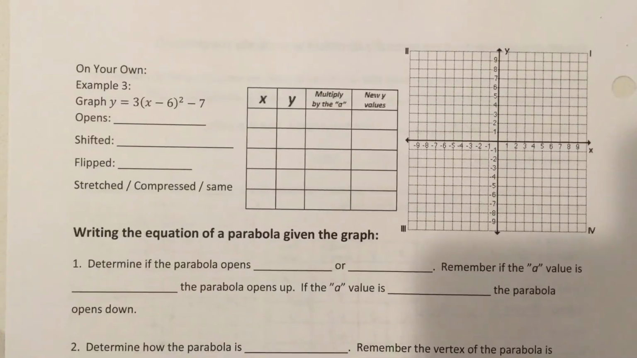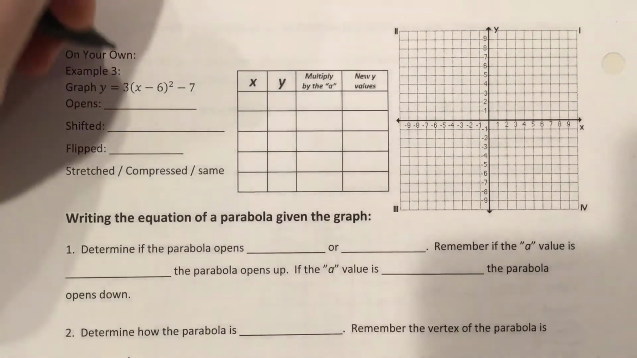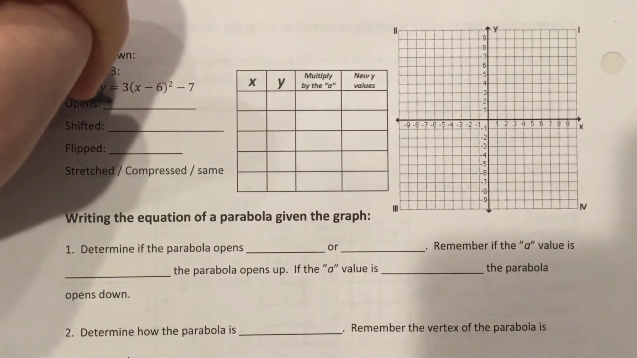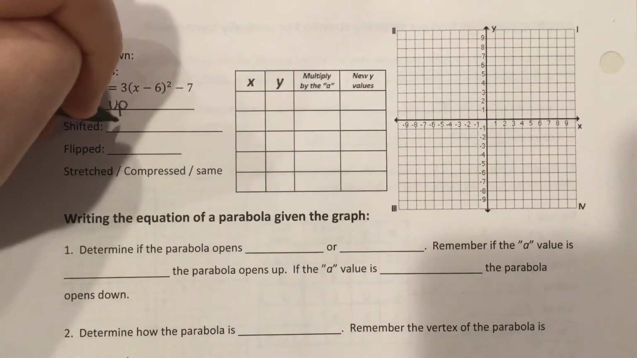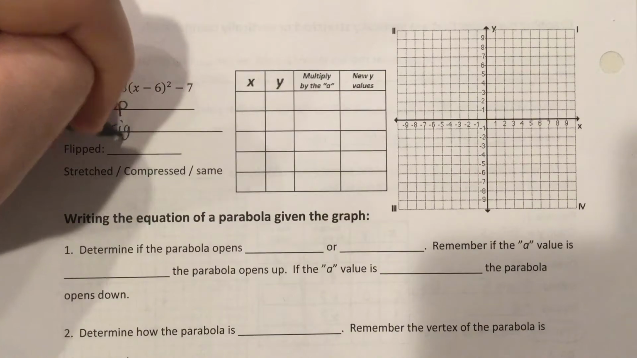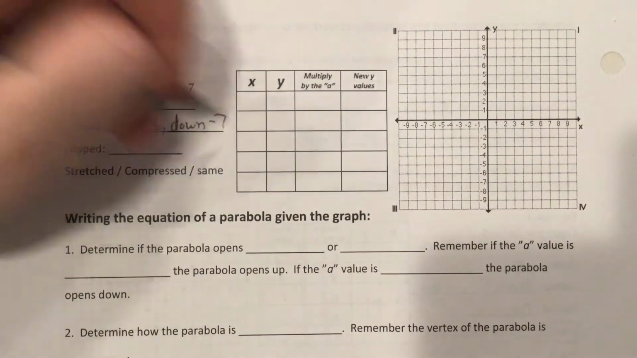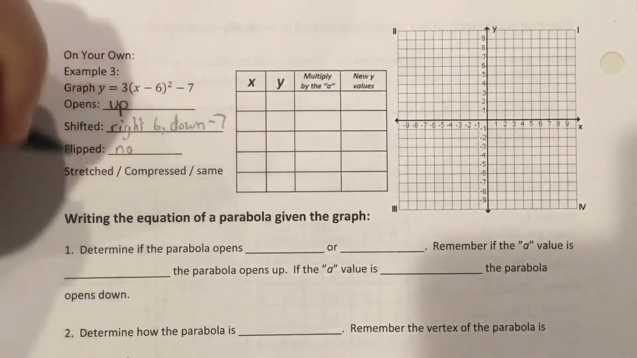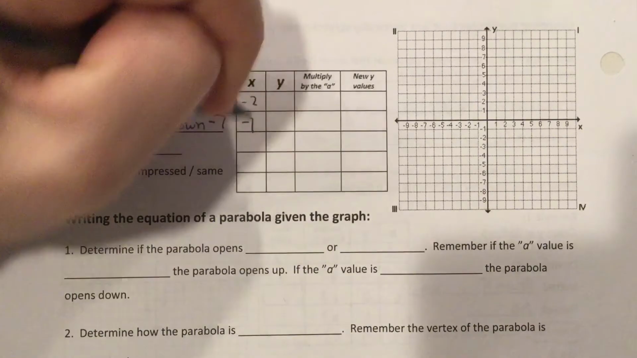All right, try doing this one on your own. So this is going to open up still. It's going to be shifted to the right 6 and down 7. It is not flipped and it would be vertically stretched. And you always have the same parent graph table.